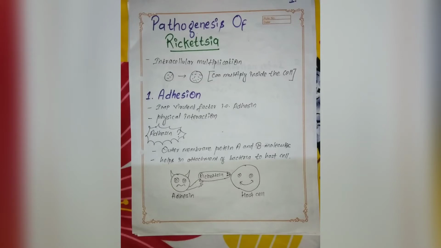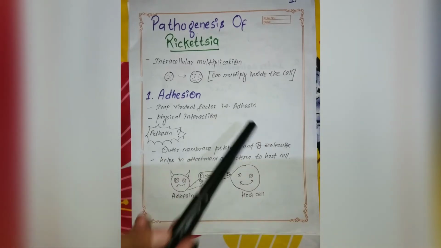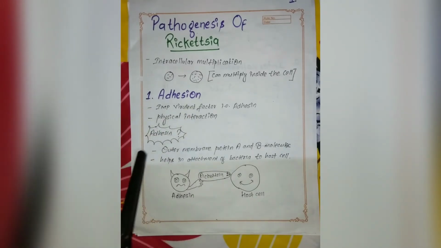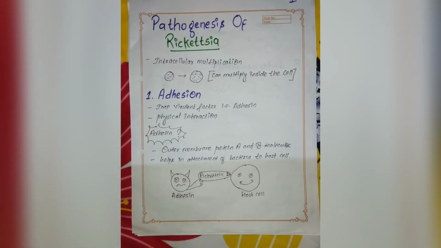Okay, the first process is adhesion. It is an important virulence factor. This process is mediated with the help of the protein that is adhesin. Okay, physical interaction takes place in this adhesion process. Okay, what actually is the adhesin? Adhesin is the outer membrane protein A and B molecules, and it helps in the attachment of the bacteria to the host cell.